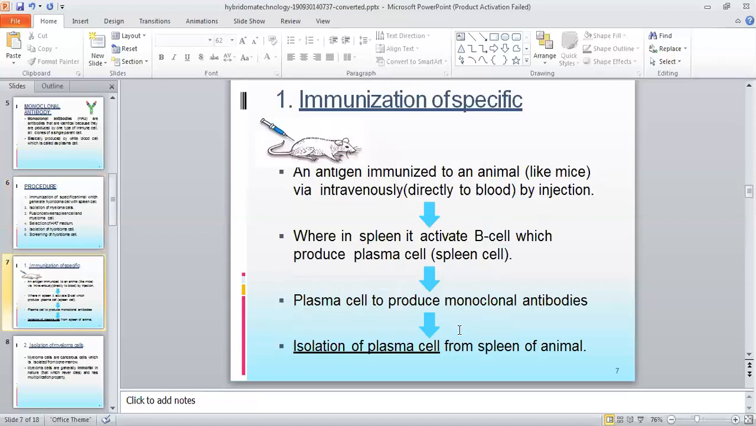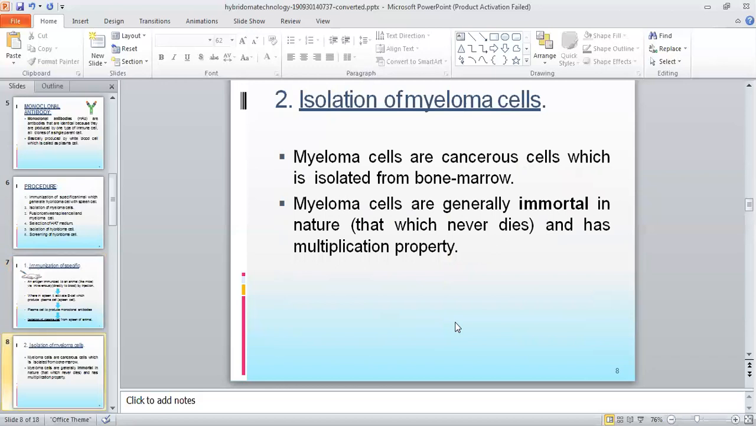The first step is the immunization step. In this step, first we insert the antigen into the animal, and when the antigen is inserted, the immune system activates, and this helps to produce the plasma cell. This plasma cell helps in the production of antibodies. In the second step, isolation of myeloma cells. Myeloma cells are cancerous cells. These cells are isolated from the bone marrow.